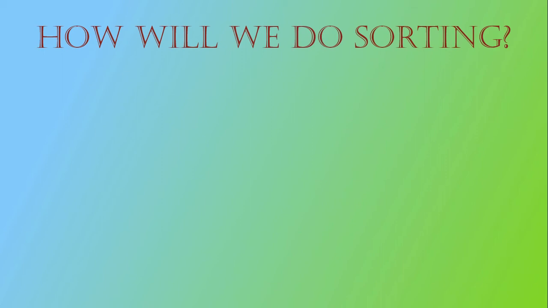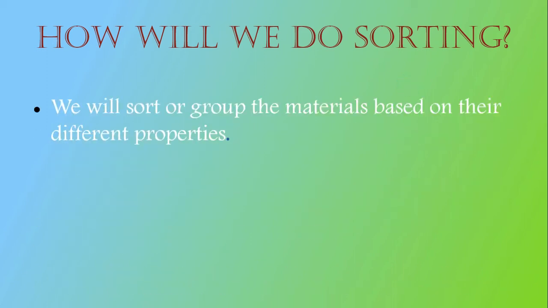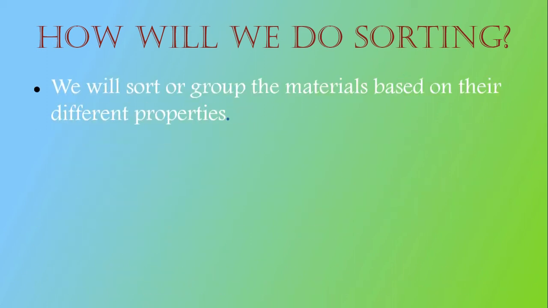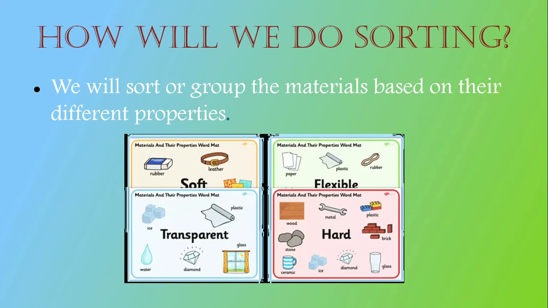Now comes how we will do sorting. We know why we need to do sorting. Now the third question comes: how will we do the sorting? We will sort or group the materials based on what? Based on different properties. And what are the properties? There are different properties: transparent, hard, flexible, soft, rough.